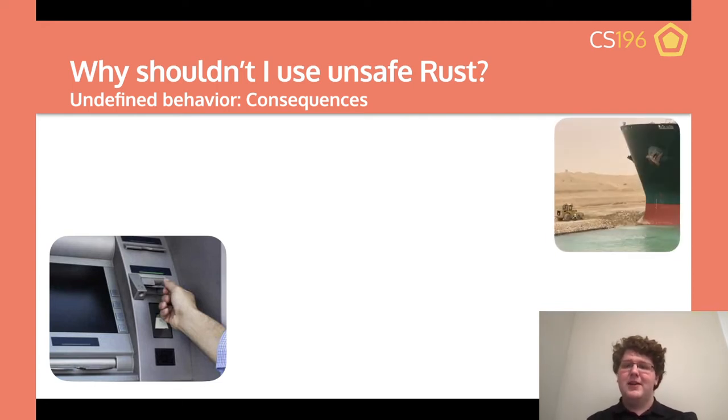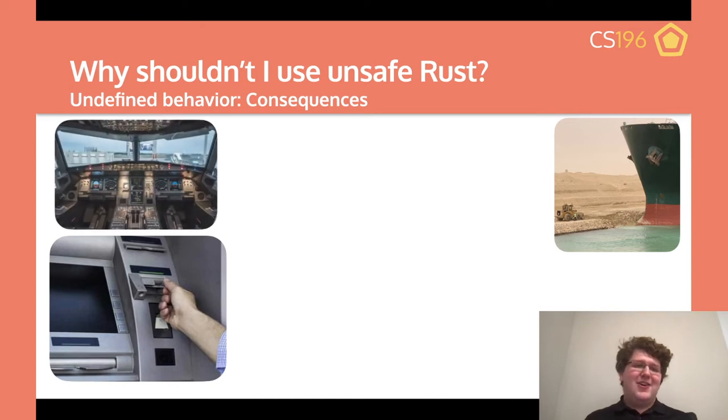Another example: say you write a GPS for a certain ship navigating a canal, and you have undefined behavior that slowly starts to drift it off to the side, and all of a sudden it gets stuck in the canal, causing a multi-billion-dollar shipping delay, right? That's very bad. So these undefined behaviors can add up.